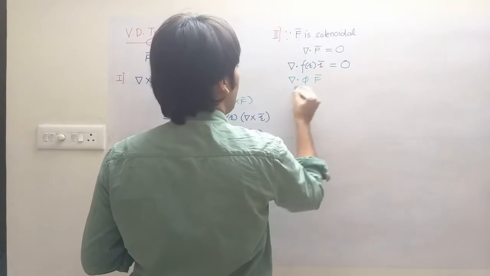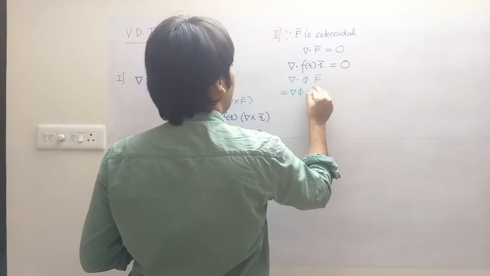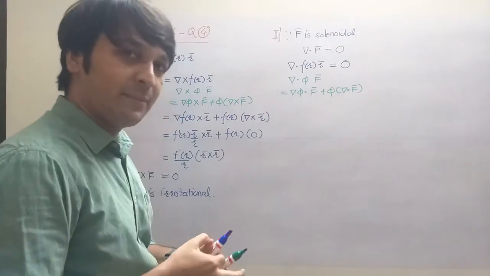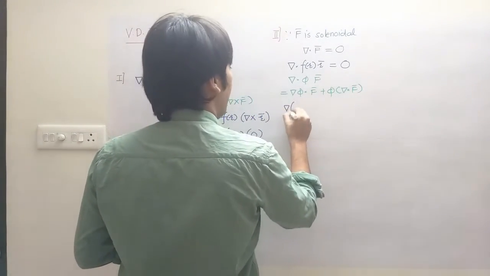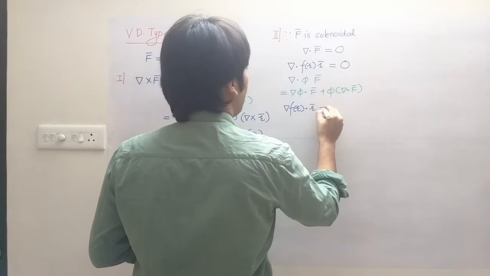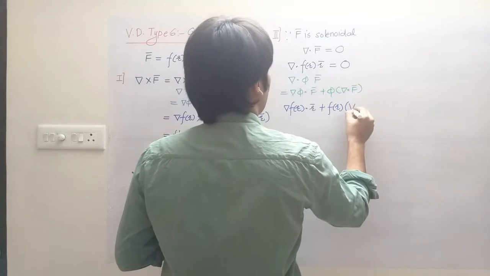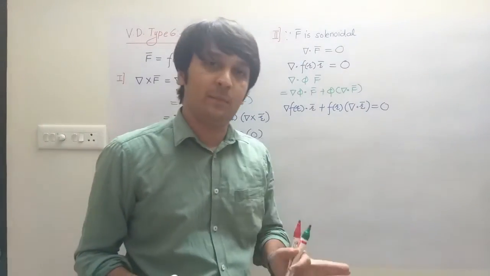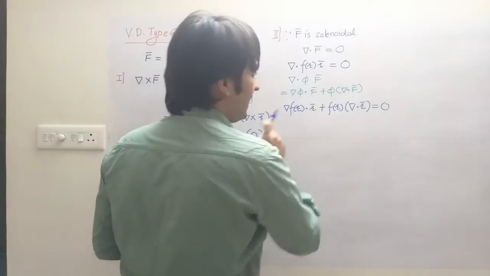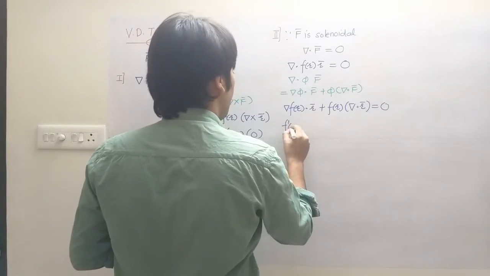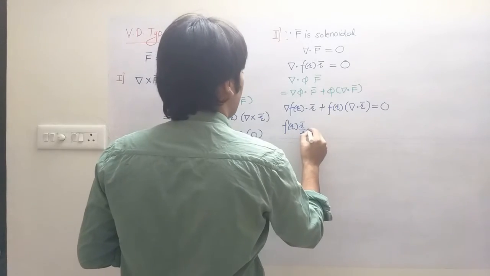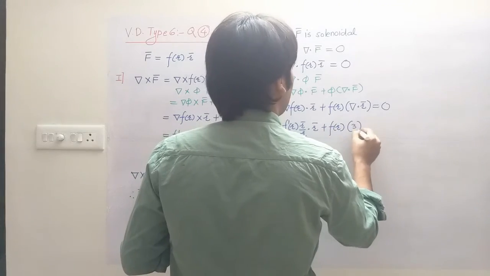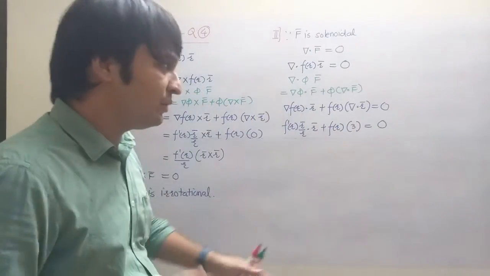Del dot phi f bar. What is del dot phi f bar? Del phi dot f bar plus phi into bracket del dot f bar. Correct? I will use the same result. How? Check this. Phi is f of r, f bar is r bar. Now del f of r, what's del f of r? F dash r into r bar upon r, dot r bar. Correct? Plus f of r into del dot r bar. Del dot r bar, you know this is 3.